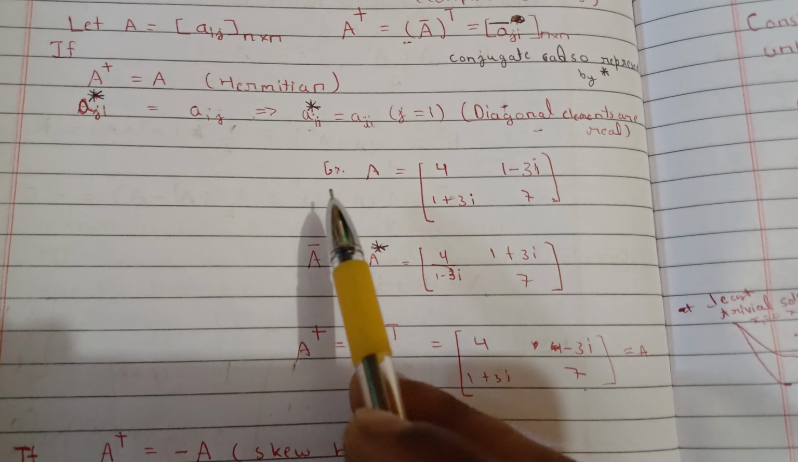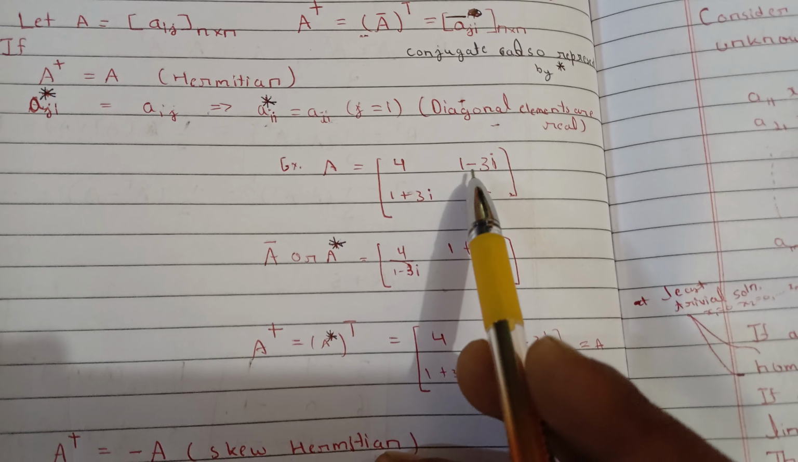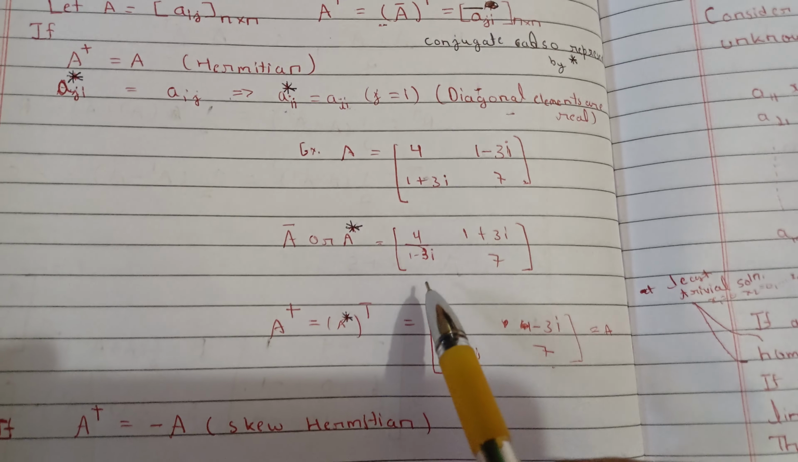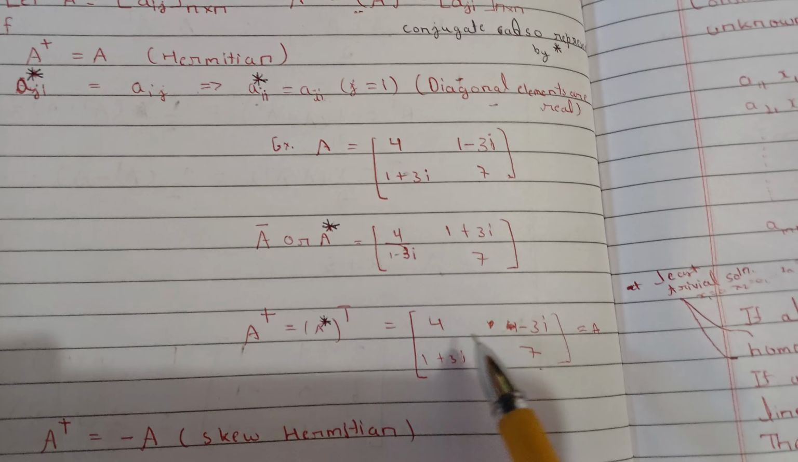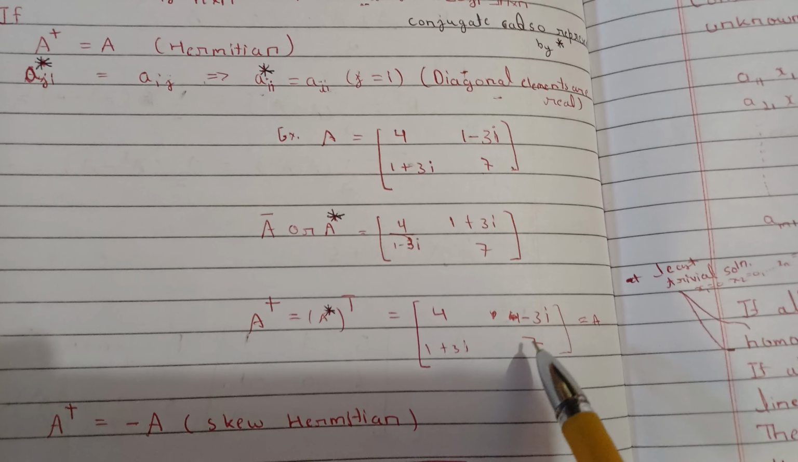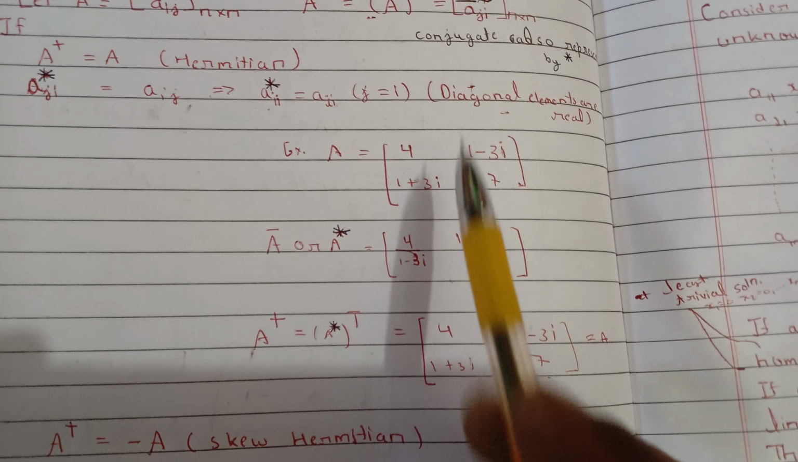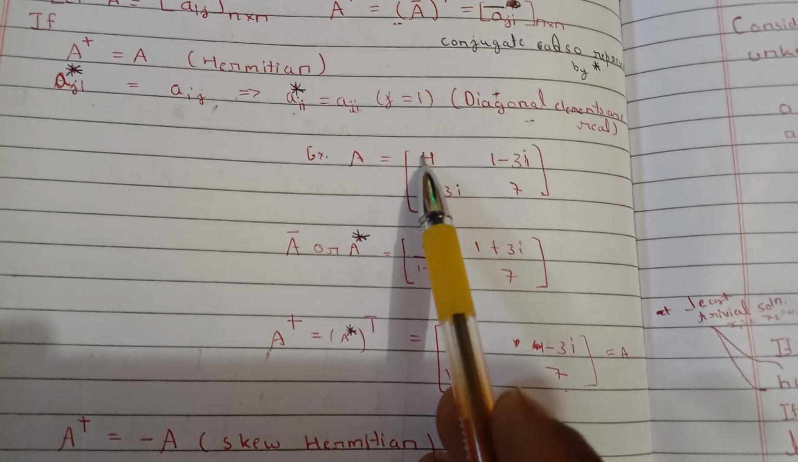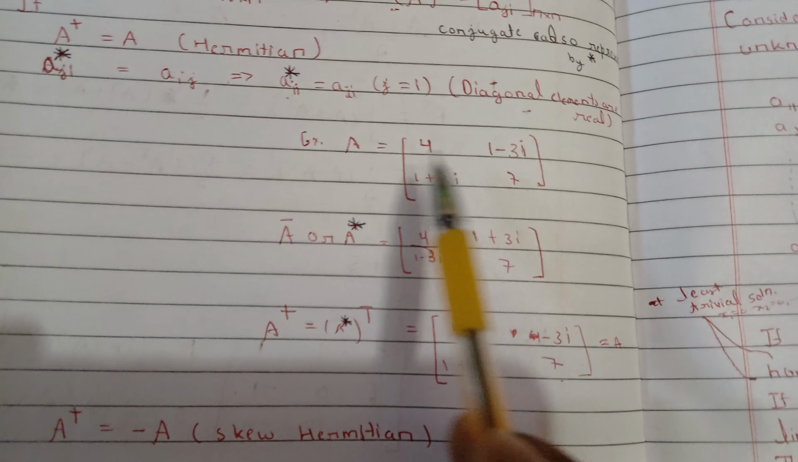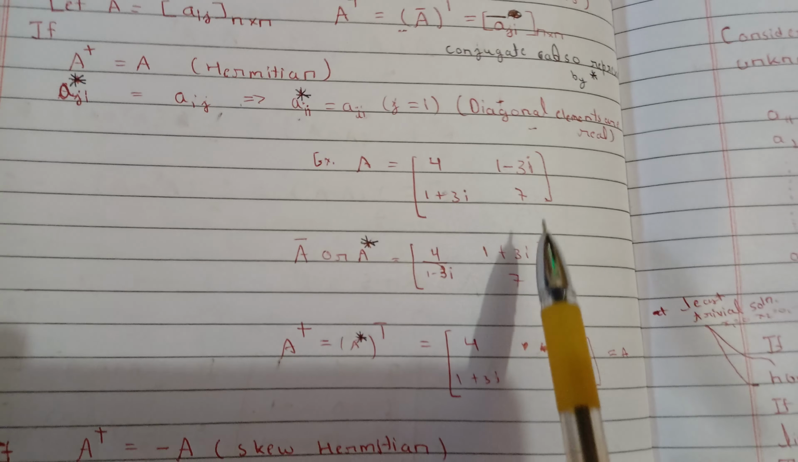We can take this example. If this is the matrix given, first take the conjugate. This will turn to a plus, this will turn to a minus, then take its transpose. This 4 minus term will come out here, and this will come out here. Now this is nothing but the same matrix as A, so we call this matrix a Hermitian matrix. And you can see these diagonal elements are real, with no imaginary part. So all Hermitian matrices have real diagonal elements.